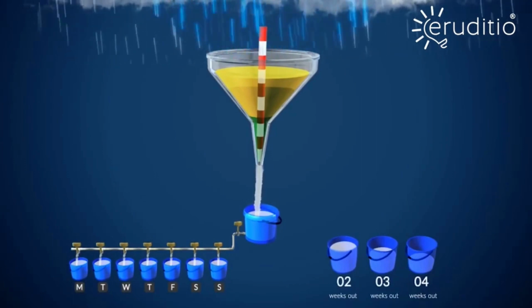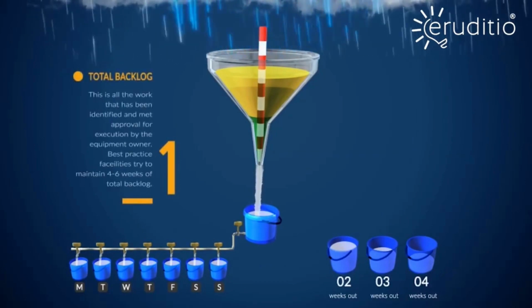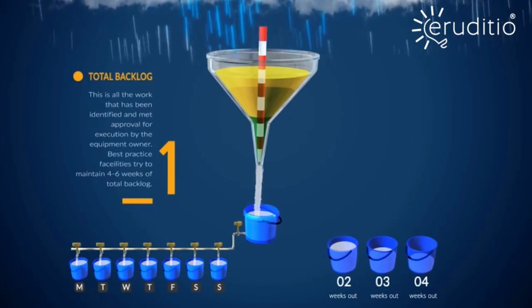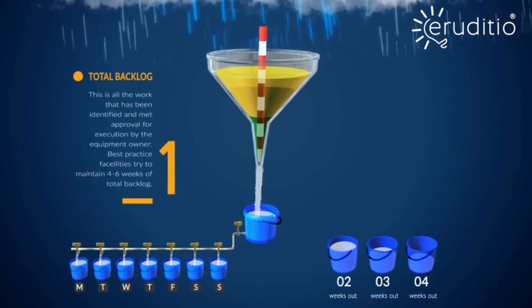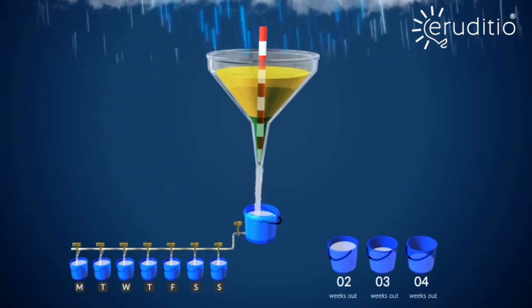Total backlog. Total backlog is simply stated as all approved work currently in the planning process. Total backlog should not exceed 6 weeks. Best practice facilities typically average a range between 4 and 6 weeks of total backlog.